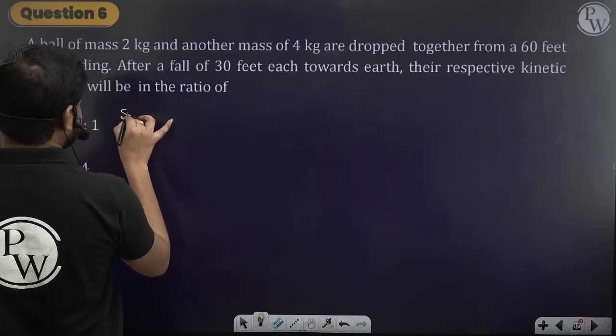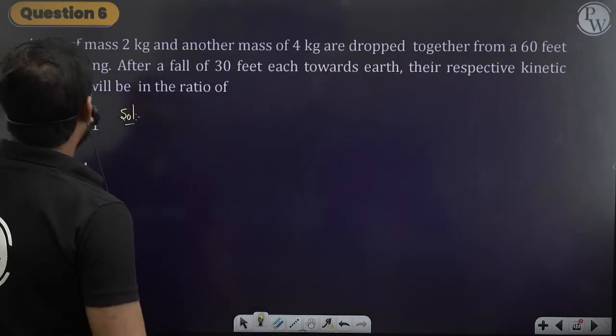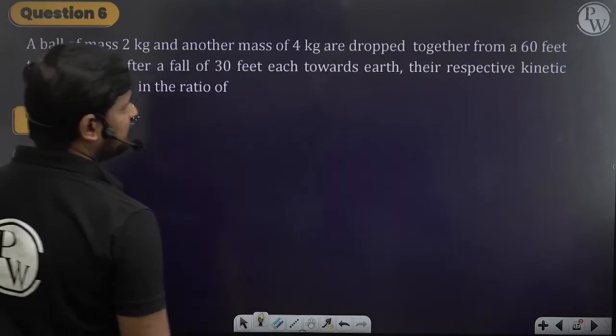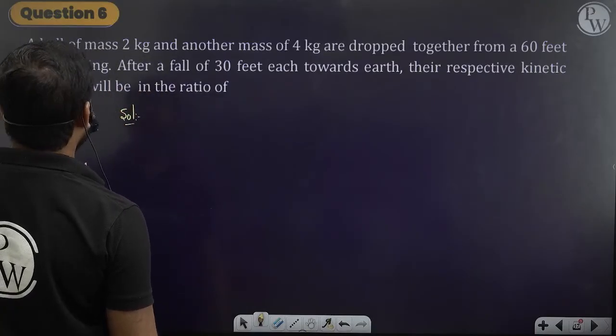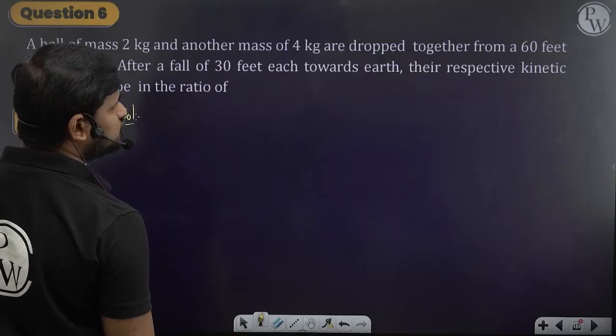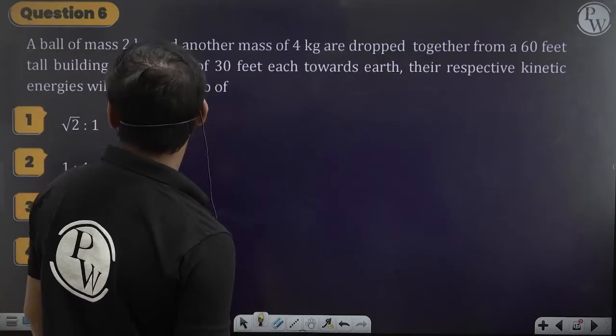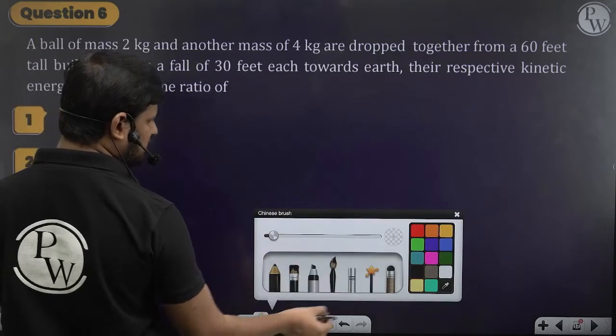What does this question say? See here. A ball of mass 2 kg and another mass of 4 kg are dropped together from a 60 feet tall building. After a fall of 30 feet each towards earth, their respective kinetic energies will be in the ratio of, see here.